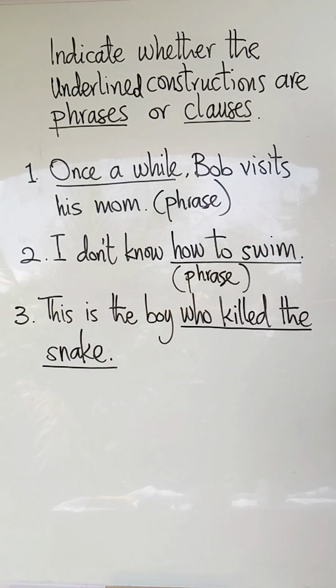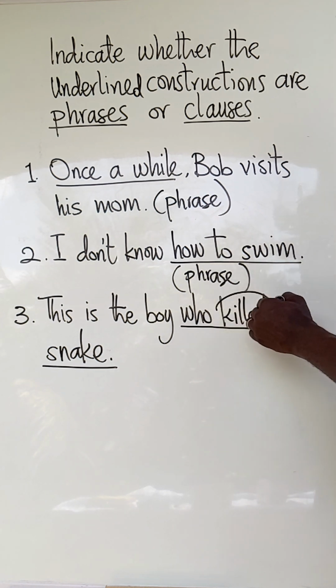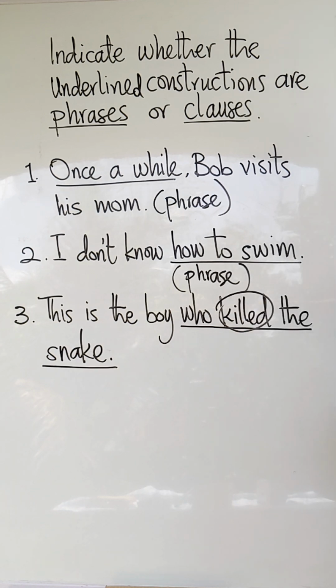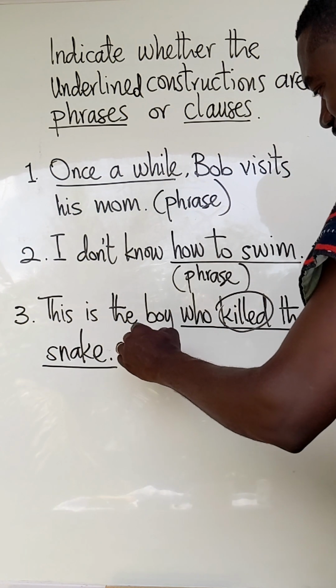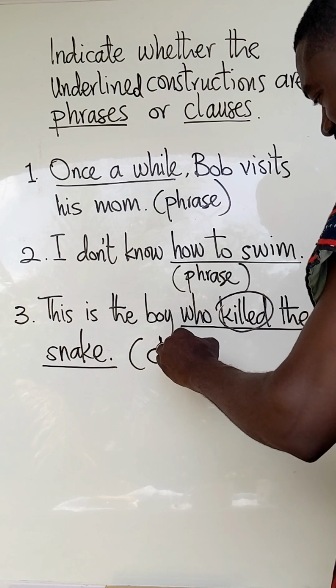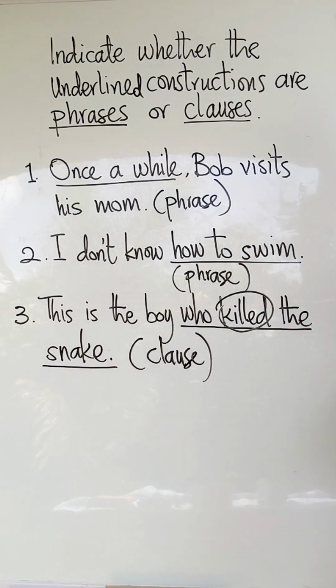The last one, this is the boy who killed the snake. We have underlined the construction, who killed the snake. Now, to determine whether this construction is a clause or a phrase, first we have to identify whether there is a finite verb in the construction. Now we can see the verb killed, which is a finite verb, and therefore we can successfully say that this is a clause. How many did you get right? Put it in the comments.